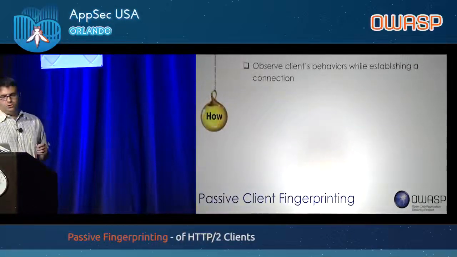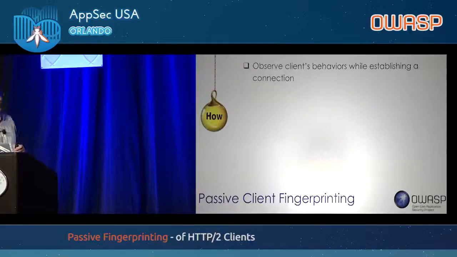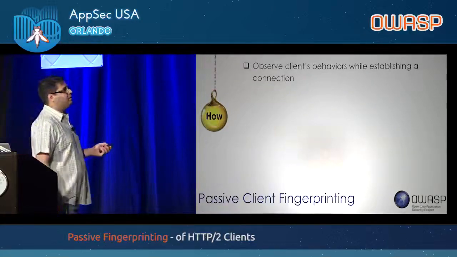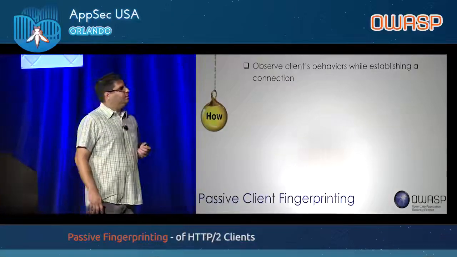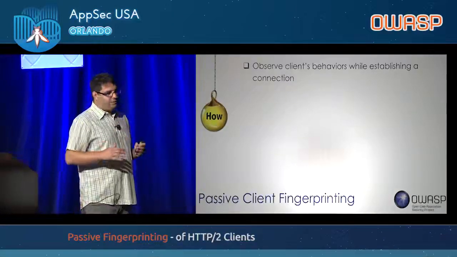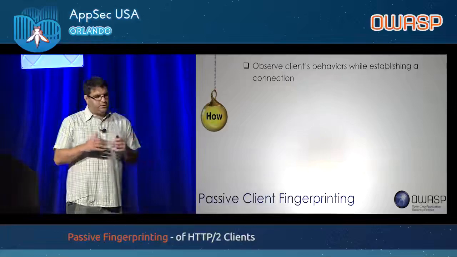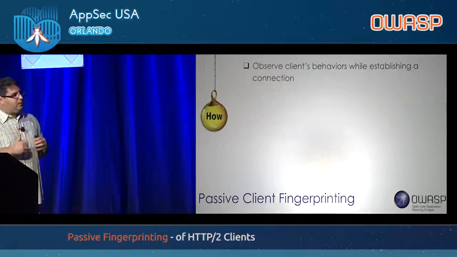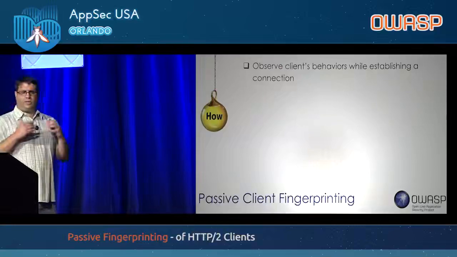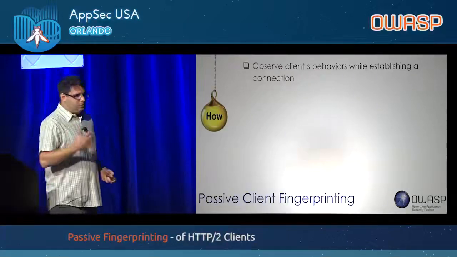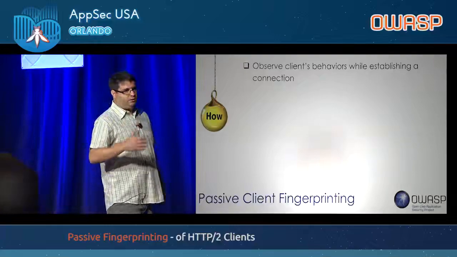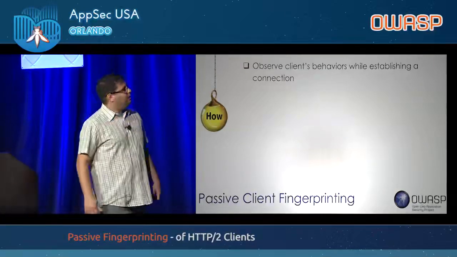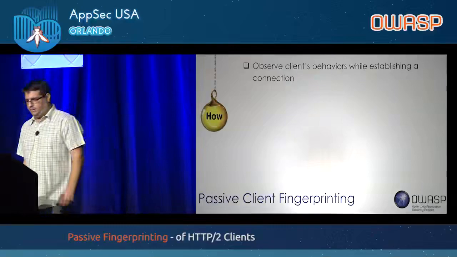So for H2, we observe the client's behavior while establishing a connection. The first establishment of the connection is a very good point in time to do the fingerprinting, because a lot of the things which are hard-coded into the client, a lot of the default values, just come up and are quite consistent. The further you get from that, the less accurate it becomes.